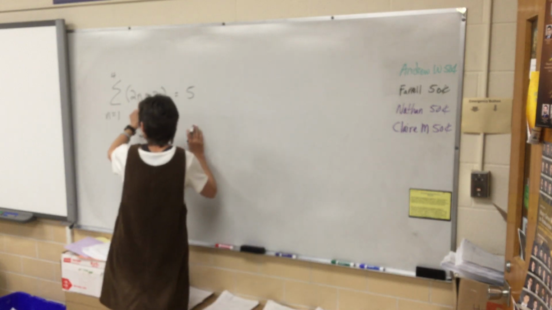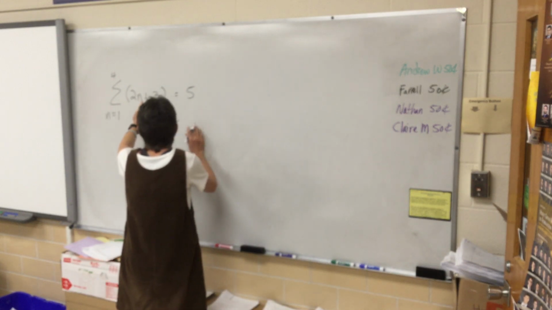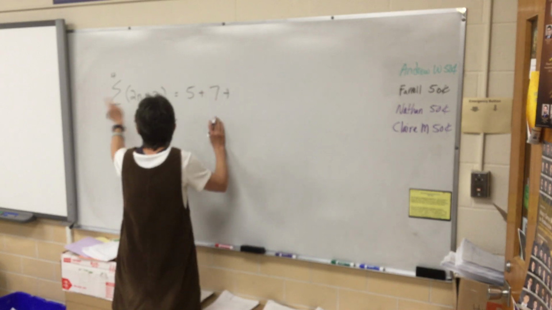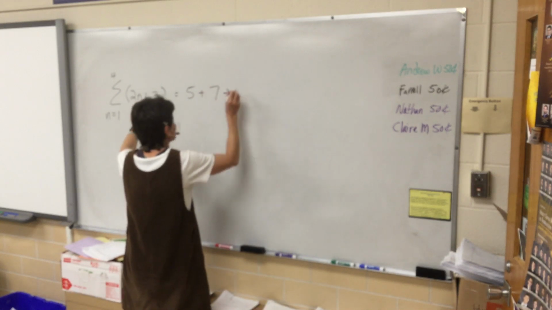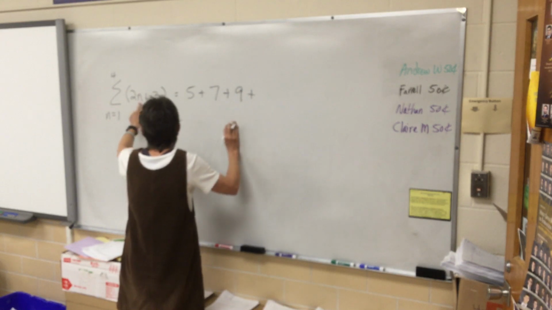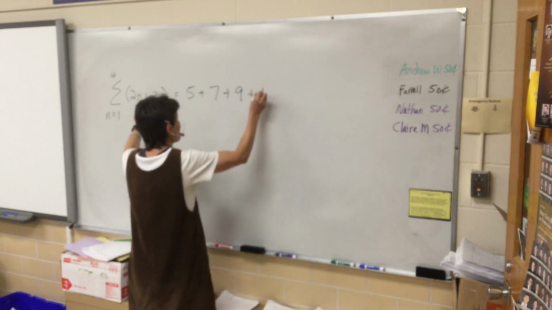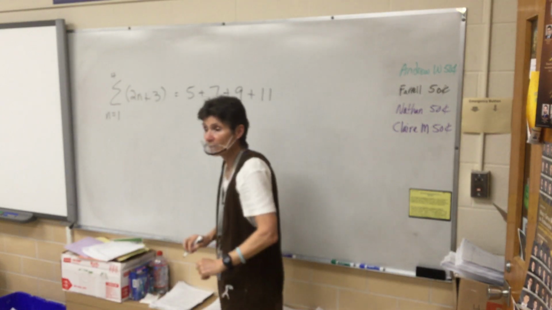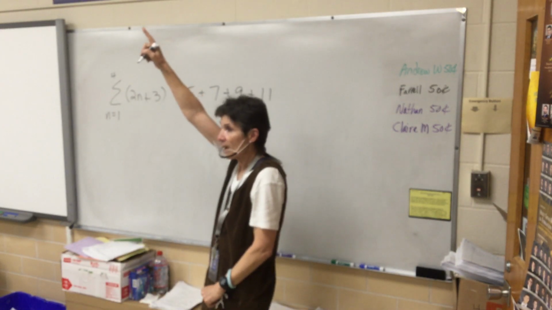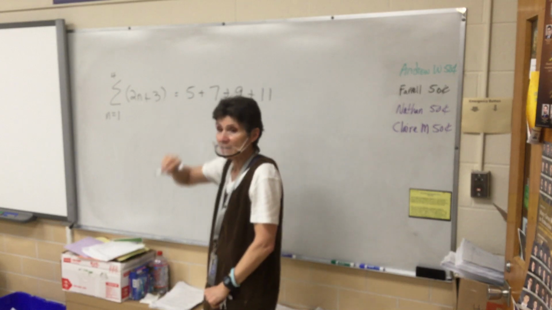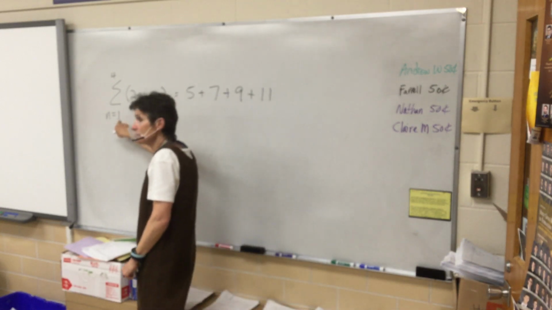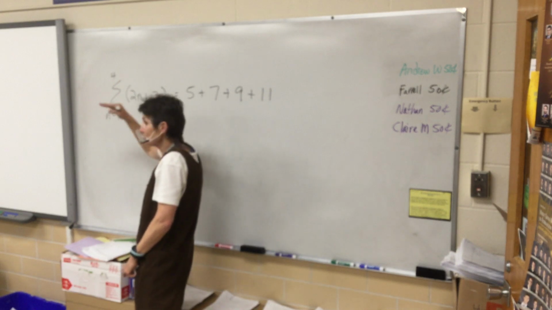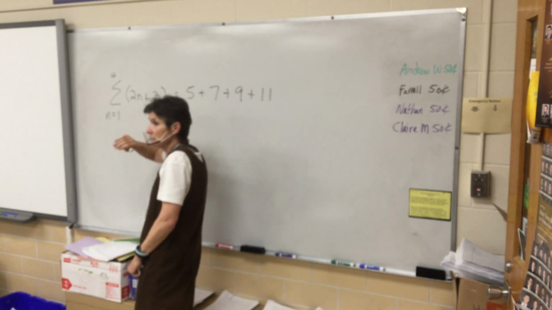Now I'm going to put a 2 in there. That will be a 7. And then I'm going to put a 3 in there. And then I'm going to put a 4 in there, and I'm going to stop. Any idea why I'm stopping with 4? Because that's the top number, right? So in sigma notation, this is the beginning, this is the end. And you go every single whole number in between.